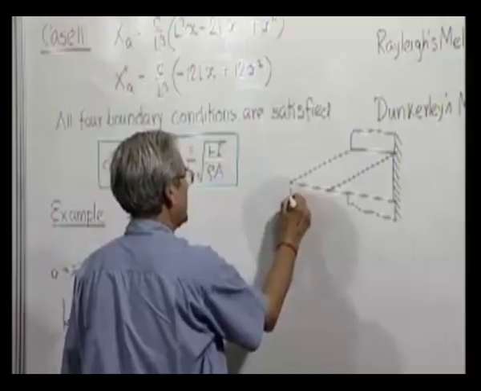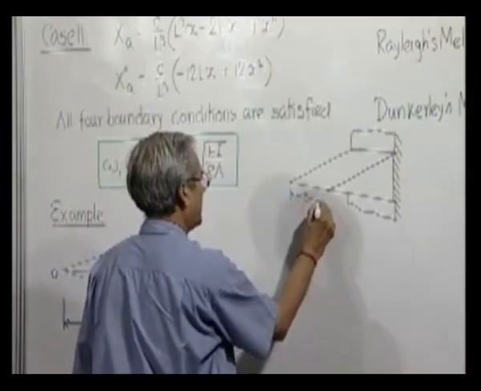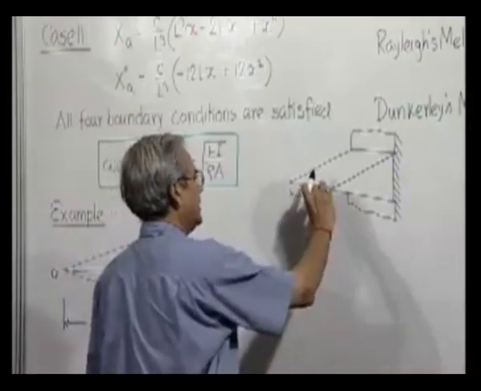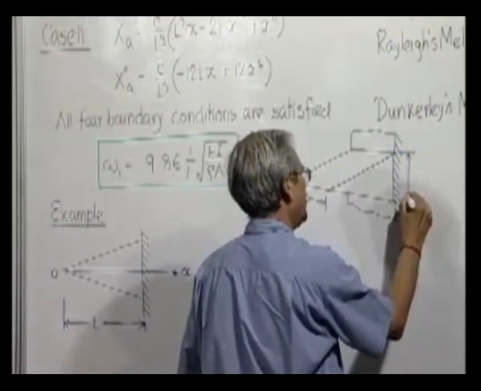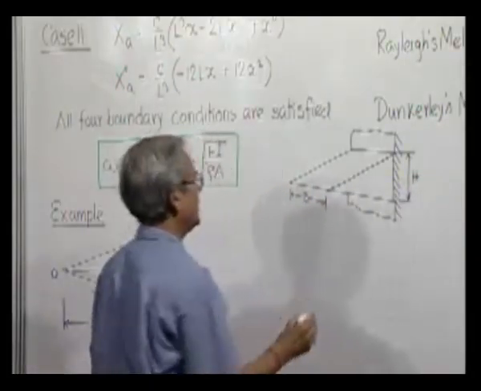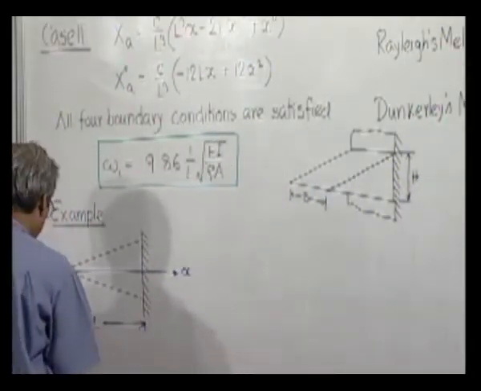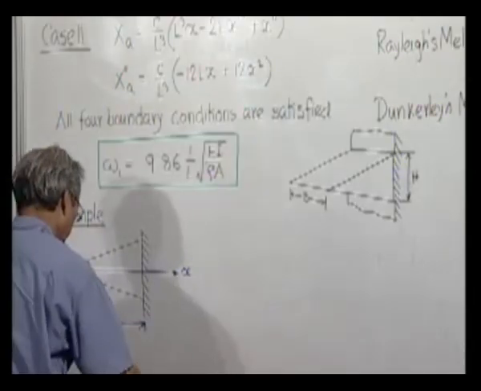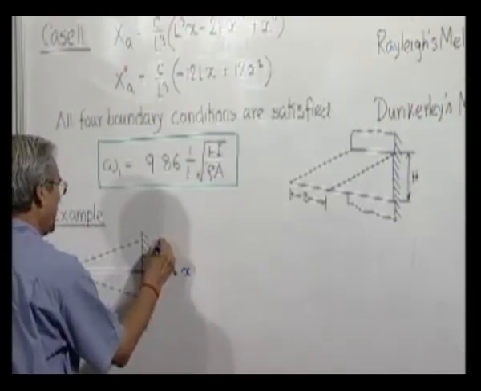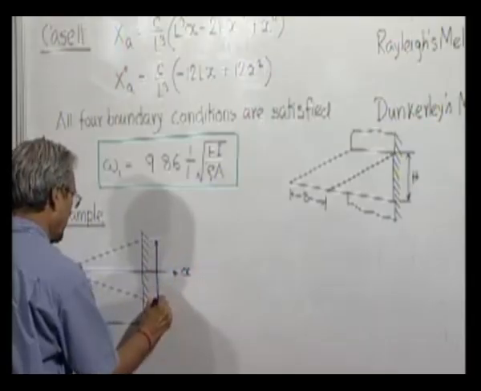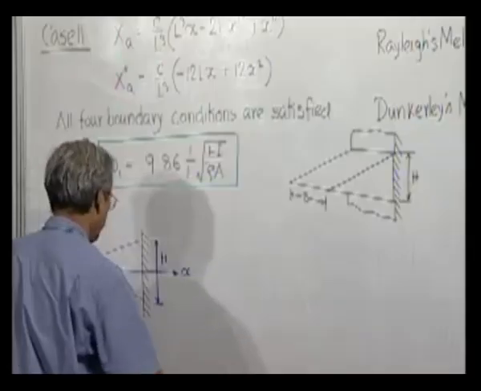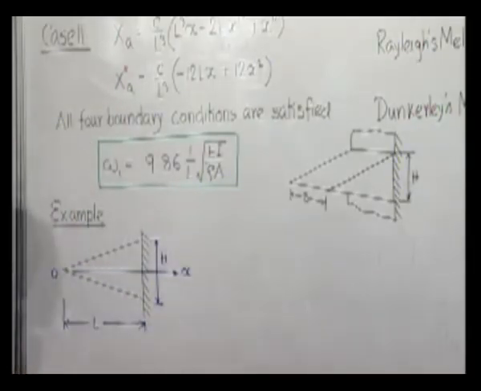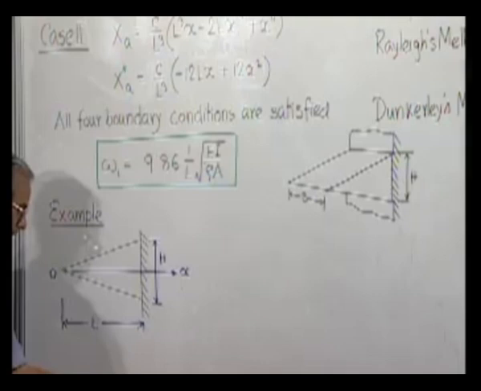So the width is constant and the thickness is uniformly varying. At the other end it becomes h, and at this end it is 0. So that means the depth is uniformly increasing and it becomes h here. The width remains constant. So the material property remains constant, which is rho, that is the density, and E, that is the modulus of elasticity.